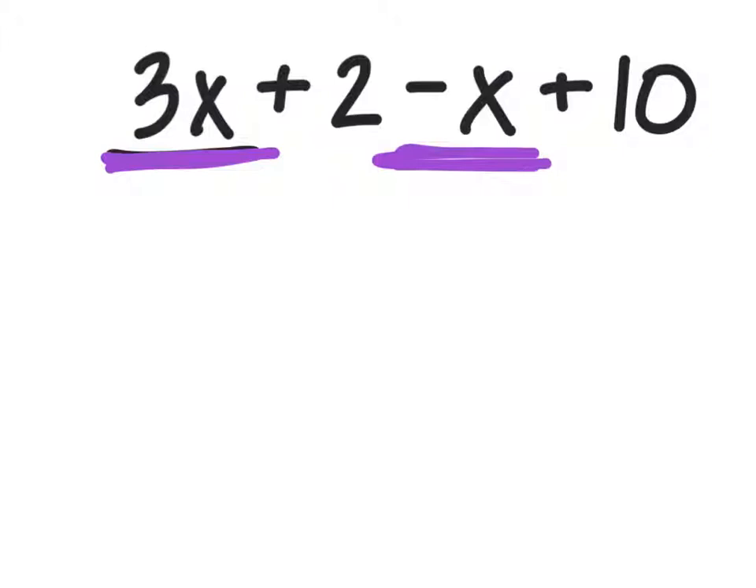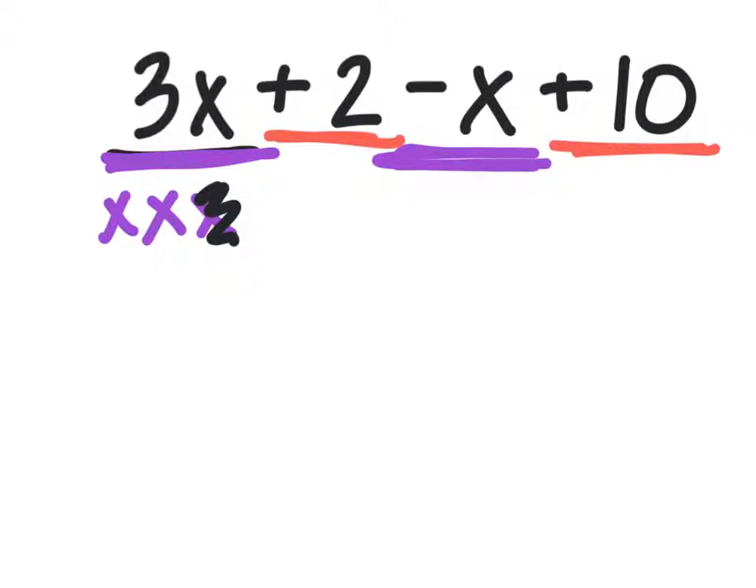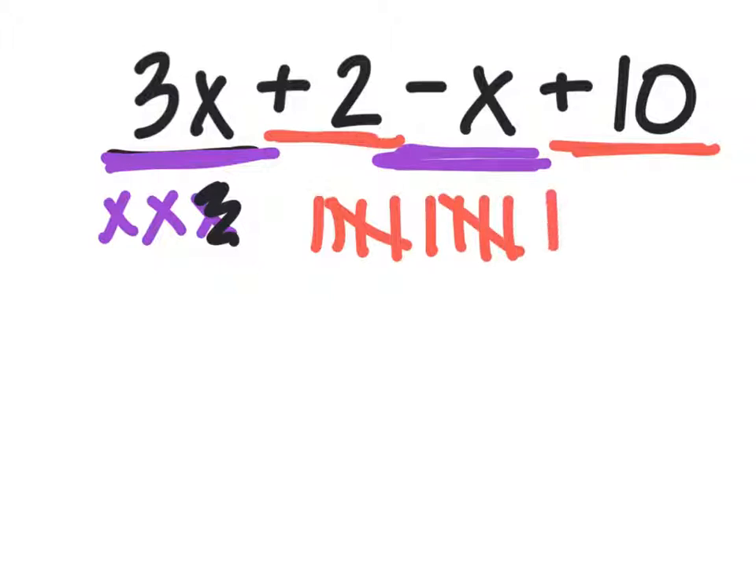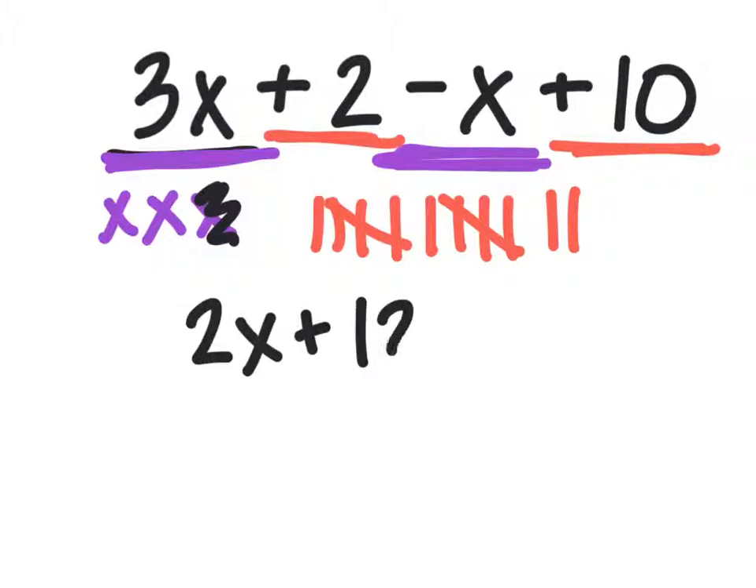So I've got x, x, x, and then I'm taking away another x because this is a minus x. Because I'm taking away an x, I can cross one off like that. So then I've got plus 2 and a plus 10. So I've got 1, 2, and then I'm going to add 10 to it. 1, 2, 3, 4, 5, 6, 7, 8, 9, 10. So altogether that's 12, and then the 2 x's. So that would be 2x plus 12.